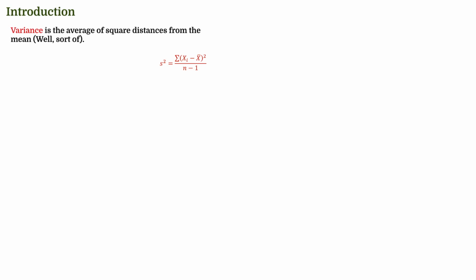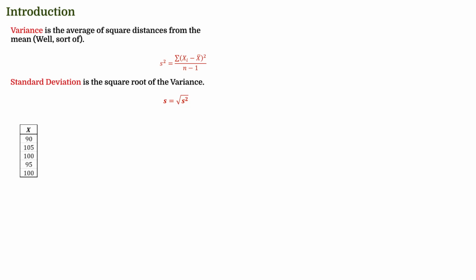Next topic, introduction. Variance is the average of square distances from the mean. Well, sort of. Here's a formula. S square is the summation of square distances from the mean divided by n minus 1 instead of n. That's why it is sort of average of square distances. The standard deviation is the square root of the variance. So S is a square root of S square, which results in a standard deviation.